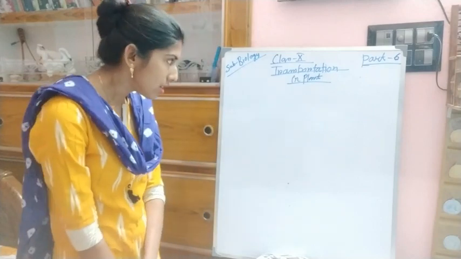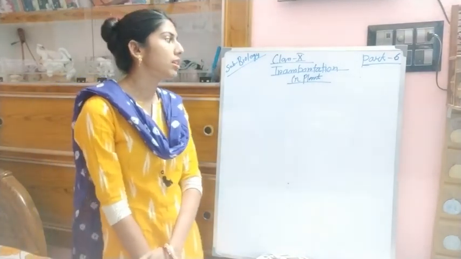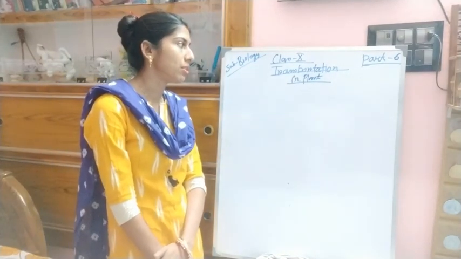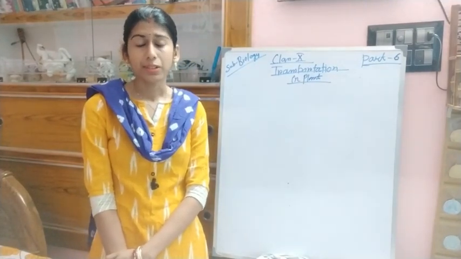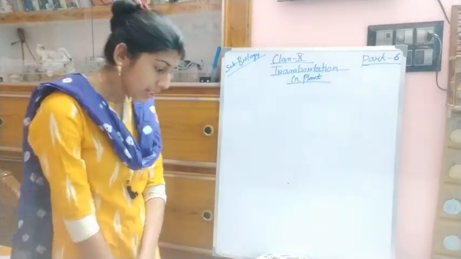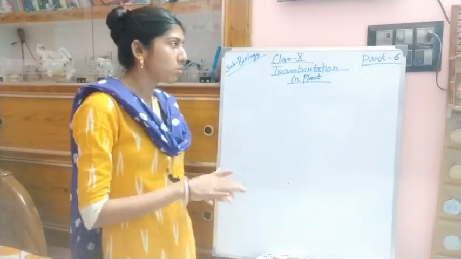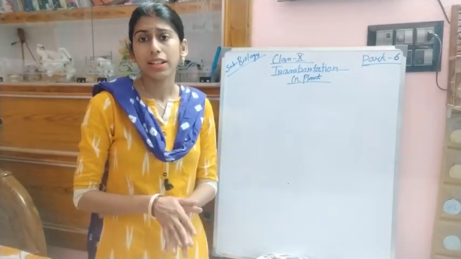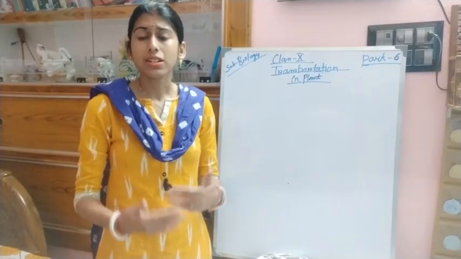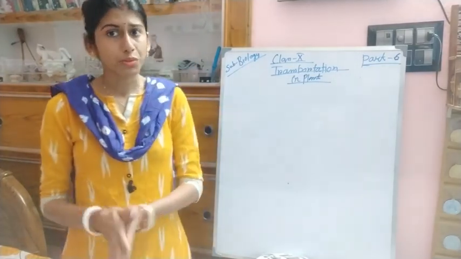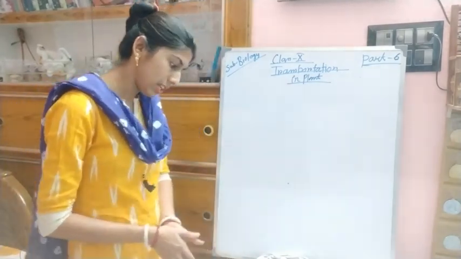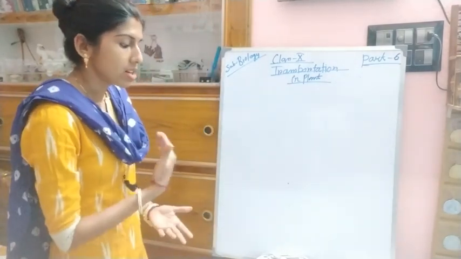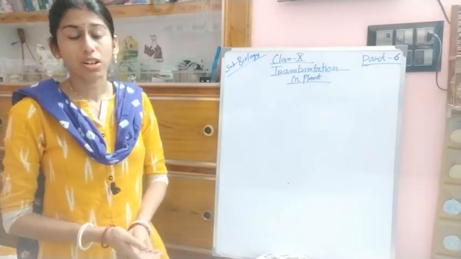So how can this transportation take place in the plant body? Before starting that, we need to know that if the distance is small or quite less, then materials can be transported through diffusion. But if the distance is quite large, then what will happen? A proper transport system is required for transportation.